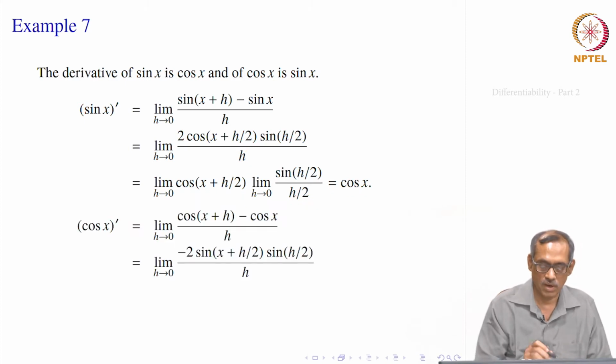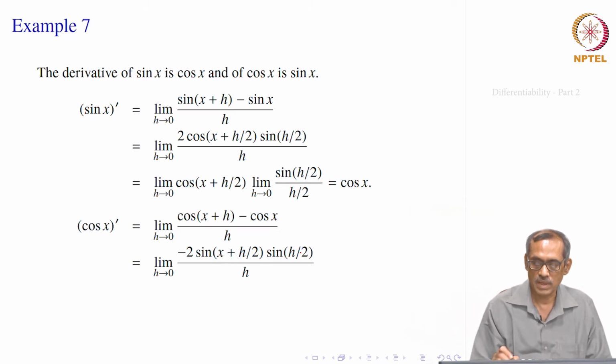Now, for cos x similarly, we have cos of x plus h minus cos x, which is minus 2 sin of x plus h by 2 times sin of h by 2, divided by h.